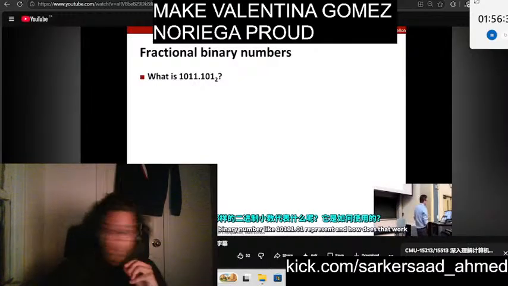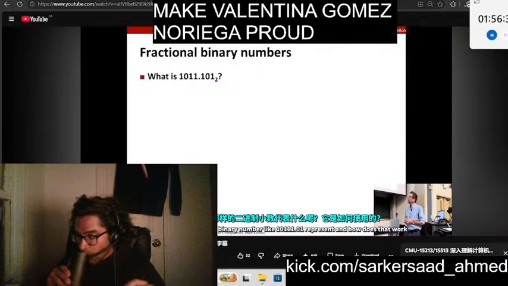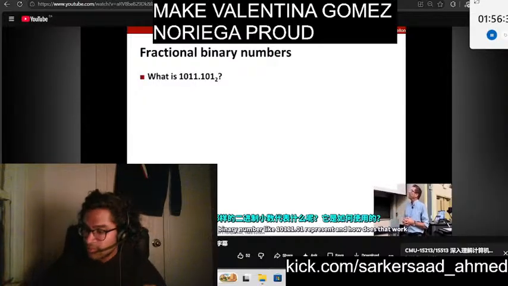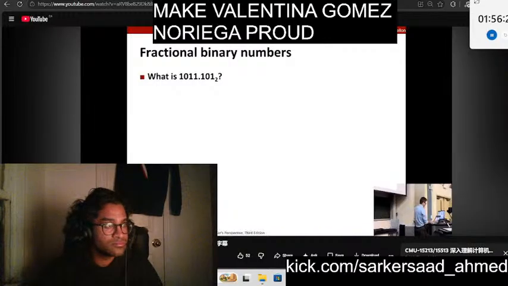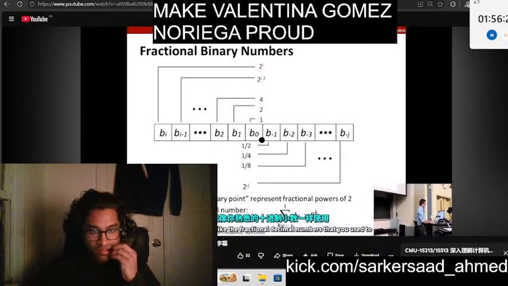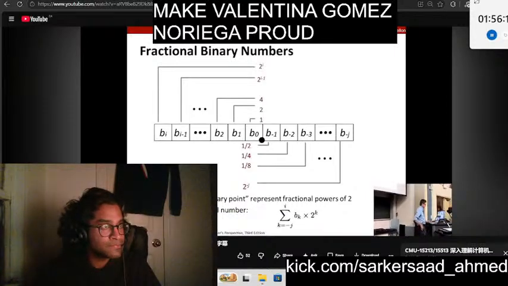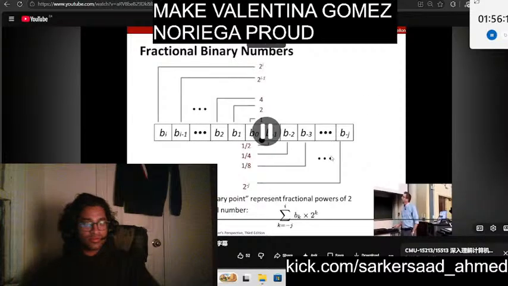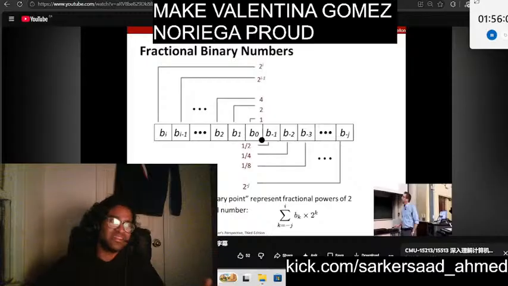Okay, so what does a fractional binary number like 1011.101 represent, and how does that work? Well, it works just like the fractional decimal numbers that you're used to. We know what a fractional binary number is.